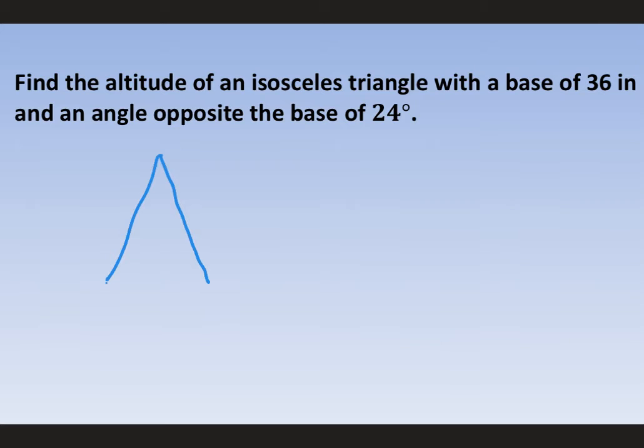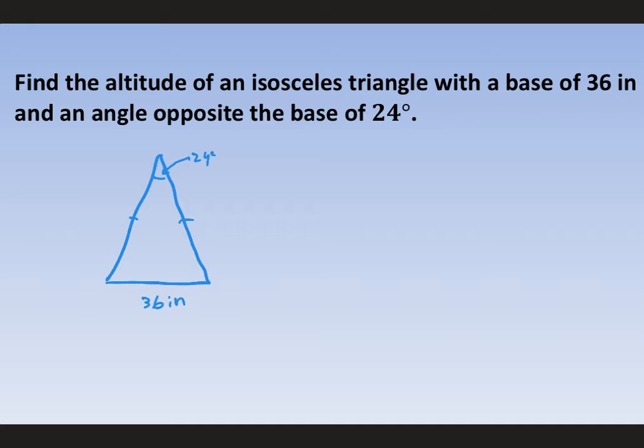Isosceles triangle has two sides that are congruent. So these two sides are congruent with a base of 36 inches. So this whole base right here is 36 inches. And then the angle opposite that base is 24 inches. So it's telling us that this angle up here is 24 inches, or 24 degrees, excuse me.